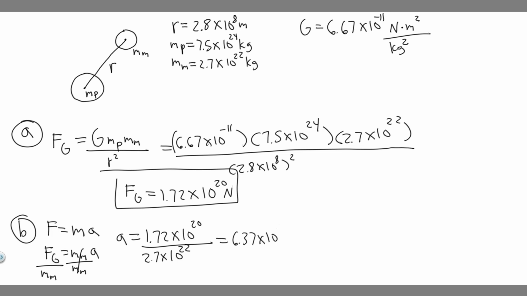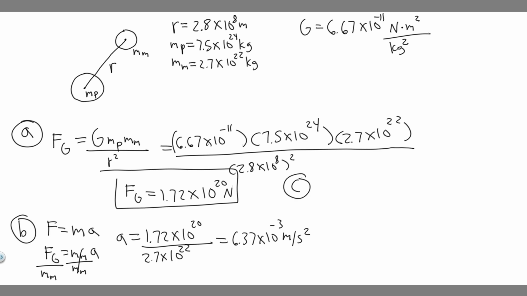times 10 to the minus 3. And then the units are going to be meters per second squared, because that's what we measure acceleration in. So 6.37 times 10 to the minus 3 meters per second squared. So that's B. Now let's do C.